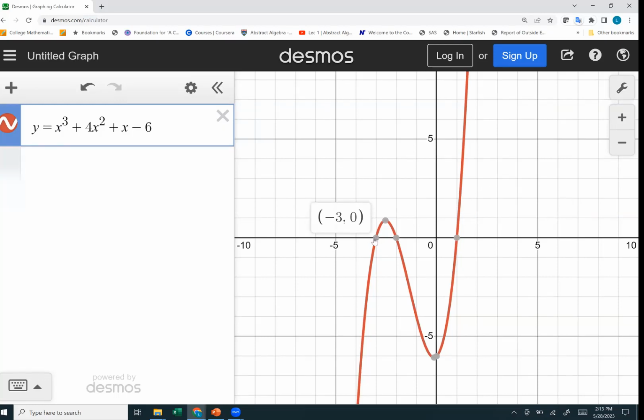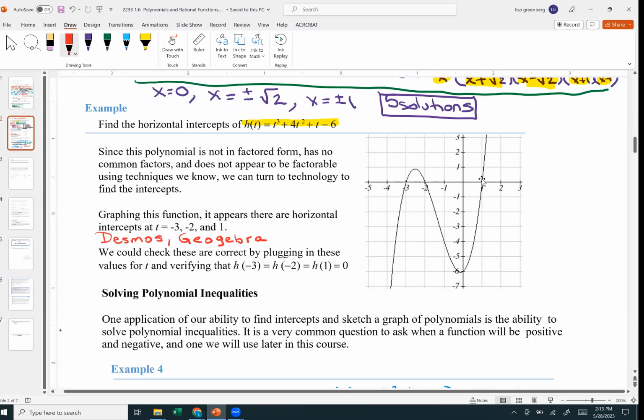All right, so if I open this up full screen, I can actually see I have an intercept here at minus 3, 0, minus 2, 0, and 1, 0. So I have found all my intercepts, and that should be exactly the same, which it is, for this graph. So using a calculator works very well. We could also check these numbers by plugging them into our original equation and making sure it's equal to 0. But if we can't factor it and it's above a quadratic, which means that the degree is higher than 2, we really do need to break out a graphing calculator.